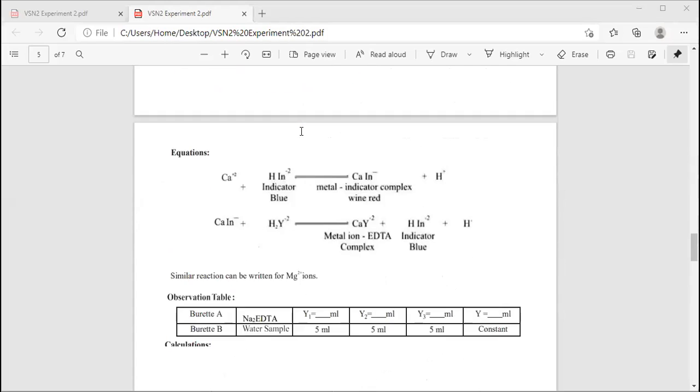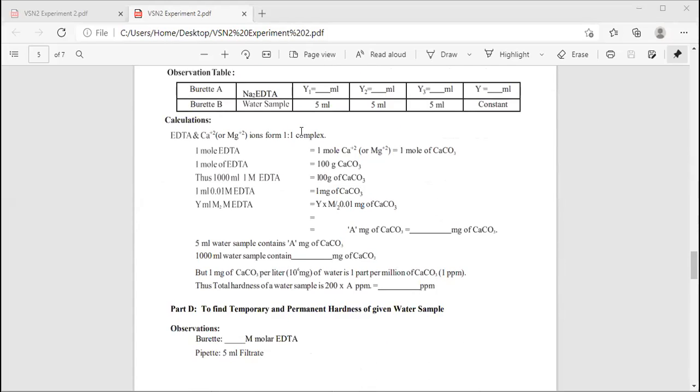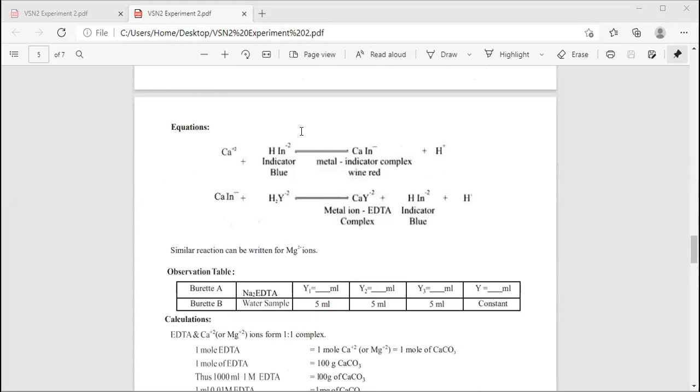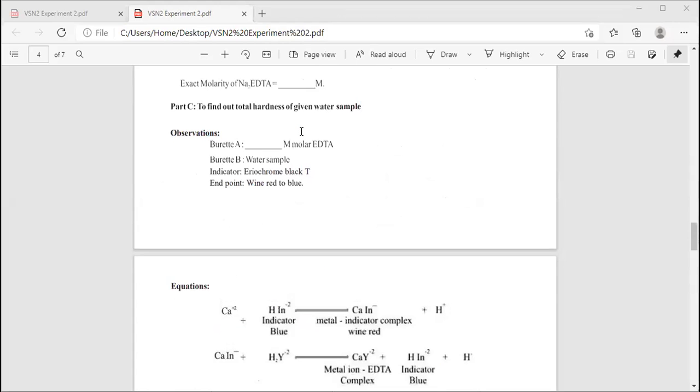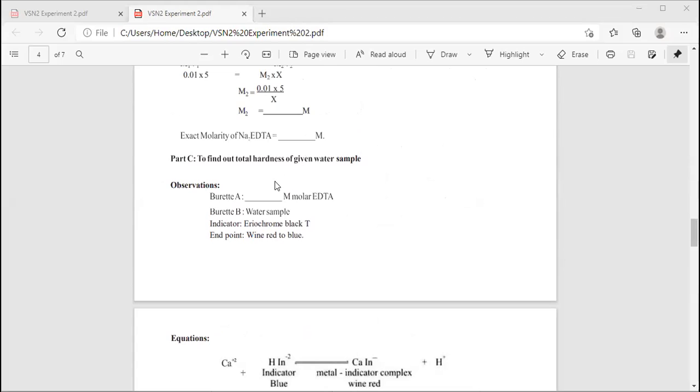Calculation for determining the total hardness of the water sample. Total hardness: in burette A, you have the EDTA whose molarity you know, that it is 0.0018. Then in burette B, your basin water sample is there, which you are testing for total hardness. Indicator Eriochrome Black T, endpoint is wine red to sky blue.